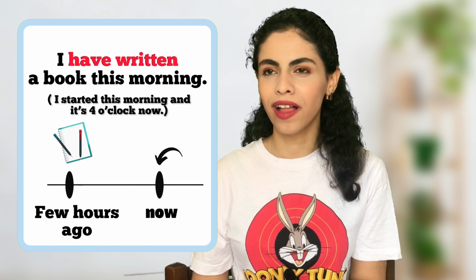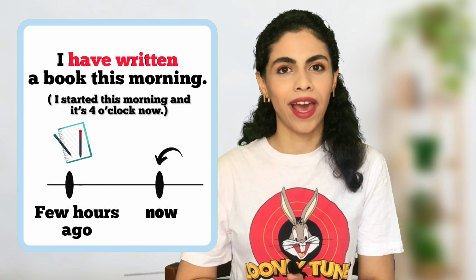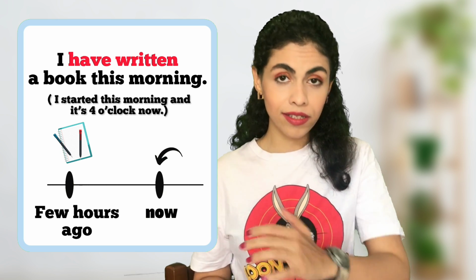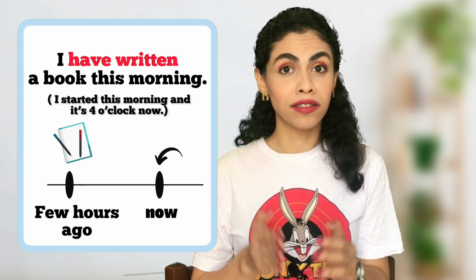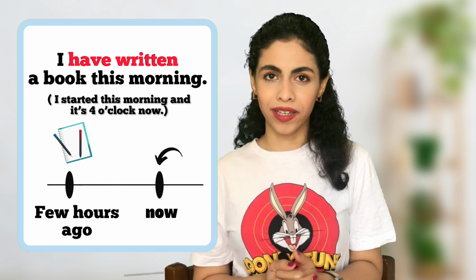For an example, I have written a book this morning. So I started to write a book at 6 a.m. and right now it's 4 p.m. Today is not done, it is not finished yet, so you can say I have written a book this morning.